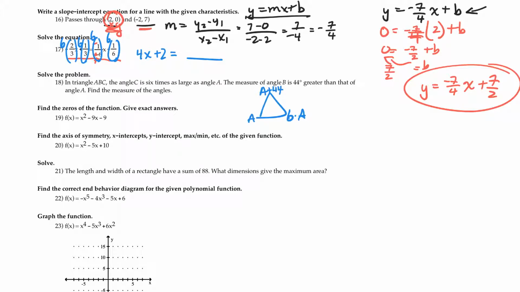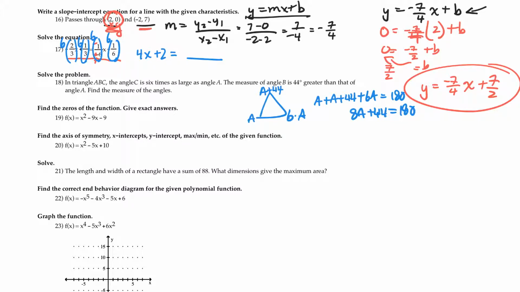Well, I know all angles of a triangle add to 180. And so I can say A plus 44 plus 6A must be equal to 180. Collect my A's, that'd be 8A plus 44 equals 180. And then solve for A.